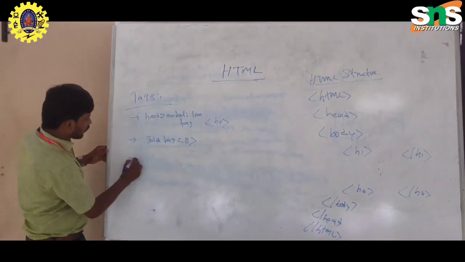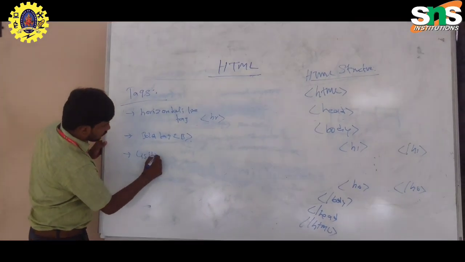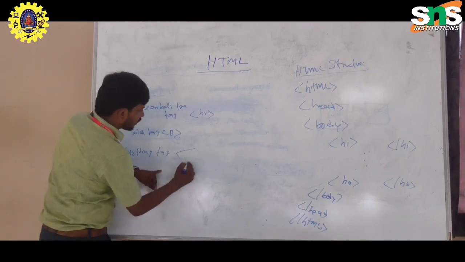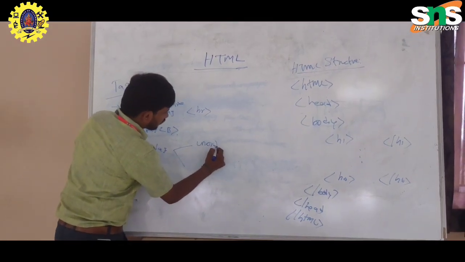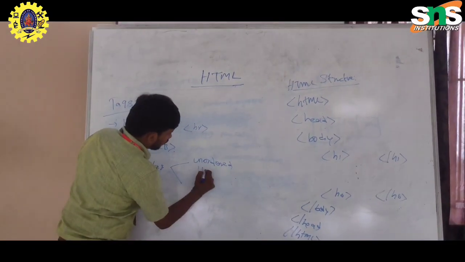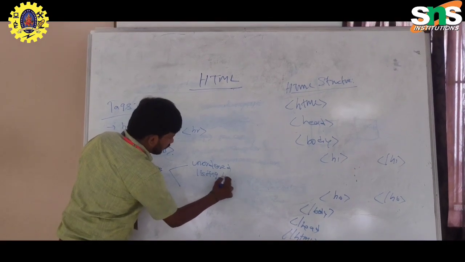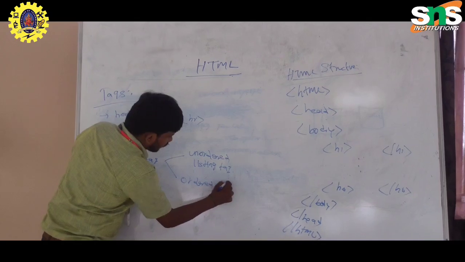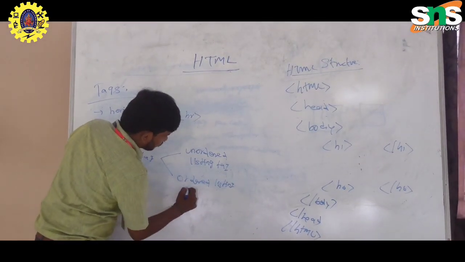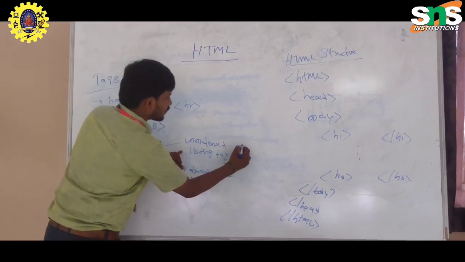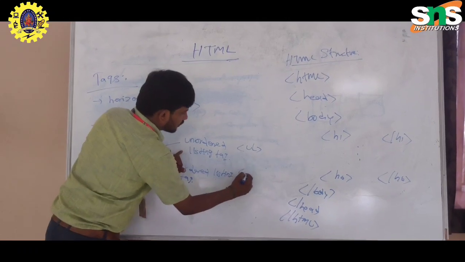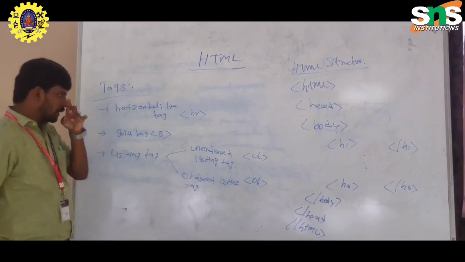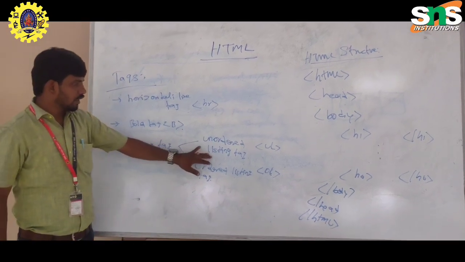Now we are going to see the listing tags. In listing tags we have two different types. One is the unordered listing tag, and the second one is the ordered listing tag. We write them as UL and OL, in capital or small letters. The first one we want to see is the unordered listing tag.